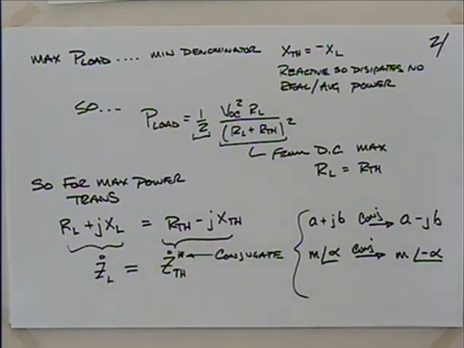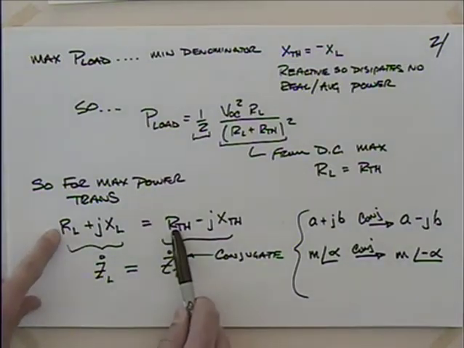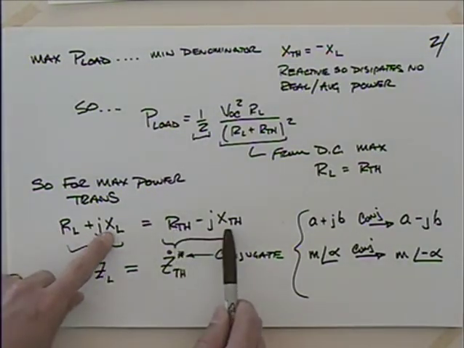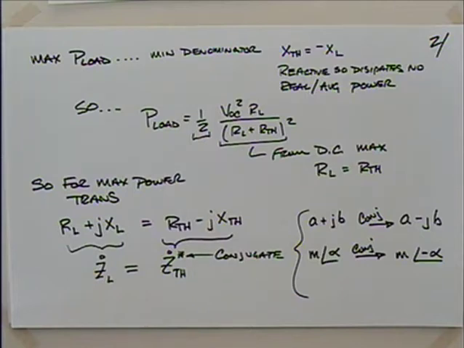So our conclusion here is that we get maximum power transfer when the load impedance is equal to the complex conjugate of the Thevenin impedance. Which doesn't negate what we did last term. RL is still equal to R Thevenin, isn't it? It's only the complex term that we have to be careful of. Questions with that?